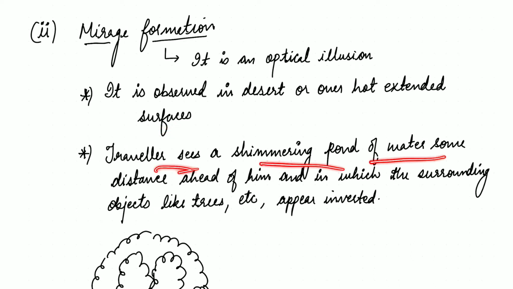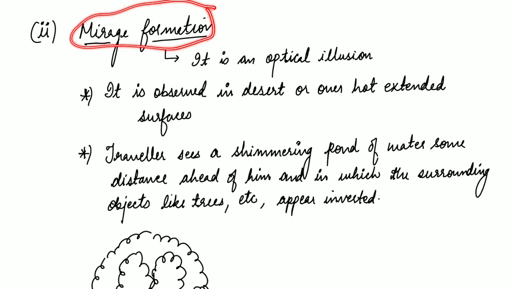The travelers see a shimmering pond of water some distance ahead of them, in which the surrounding objects like trees etc. appear inverted. You must have seen it in cartoon movies, in which some cartoon character is walking in the desert, and he sees an optical illusion of water, and then he suddenly goes and jumps into that water, and suddenly he sees that it is just sand, right?